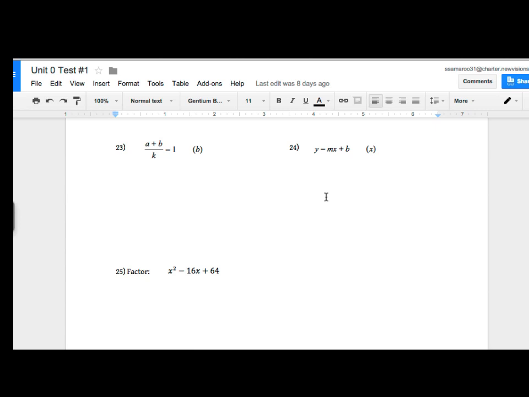Okay, so for number 23, I see that I have a k in my denominator. I'm going to get rid of that first. What are we solving for again? Oh, I didn't see. Miss Semaru, we're going to solve for b. Perfect. Sorry, I wasn't paying attention.